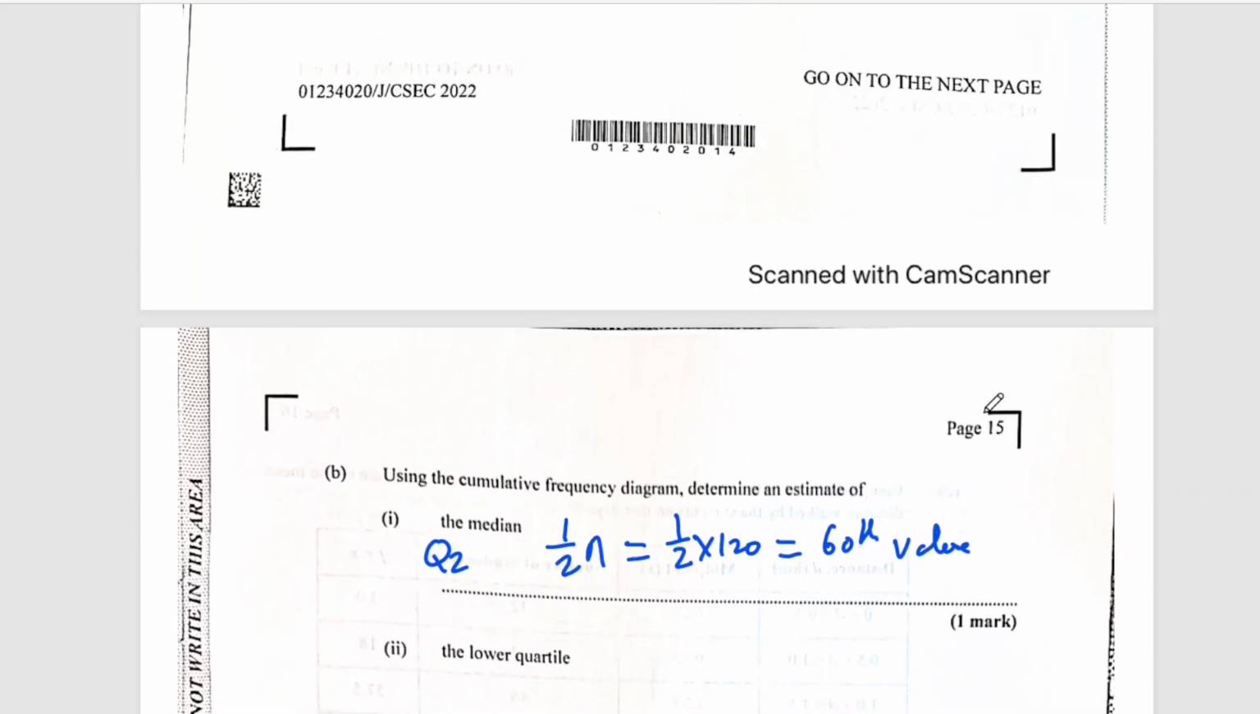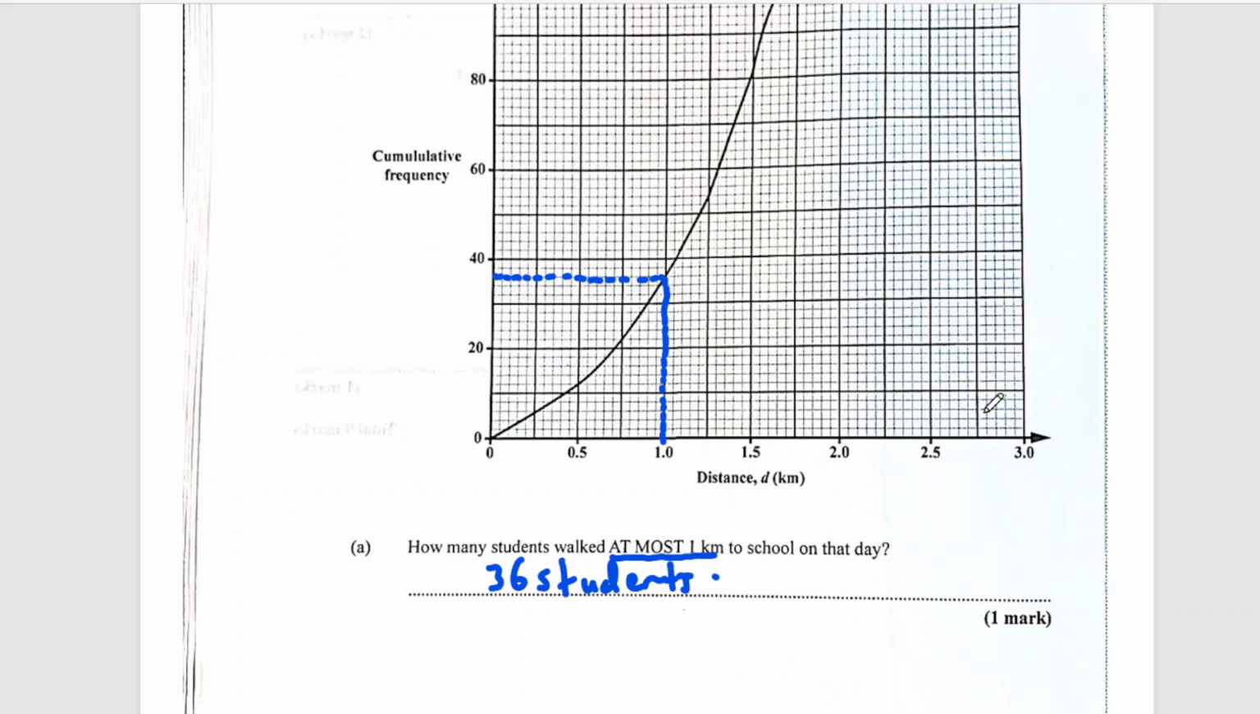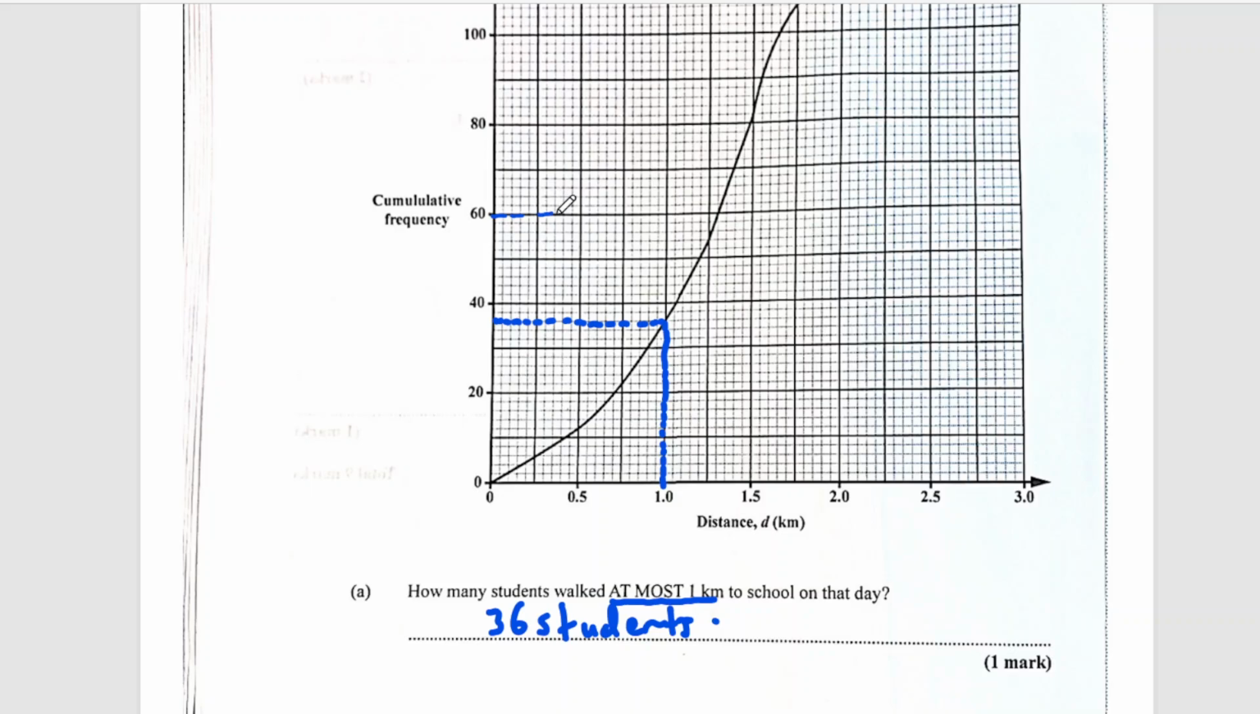So you go back to your graph. We want to locate where the 60th value is. 60th value here. You come across. It bounces up and here. Then they come down and you read that.